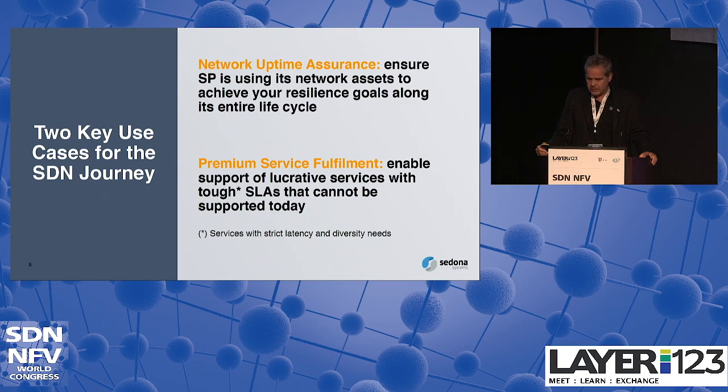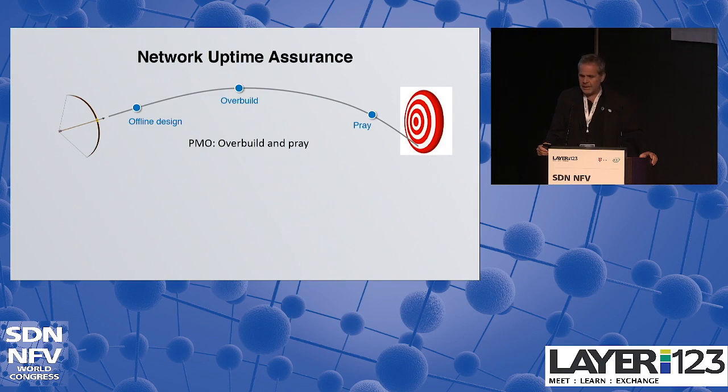So let me talk about each of those in a bit more detail. The first use case is improving the uptime of the network, and I'm talking mainly about the uptime of the IP network. Today's mode of operation is an offline design. People design the network based on what they believe how traffic will evolve over time. They typically overbuild the network substantially.